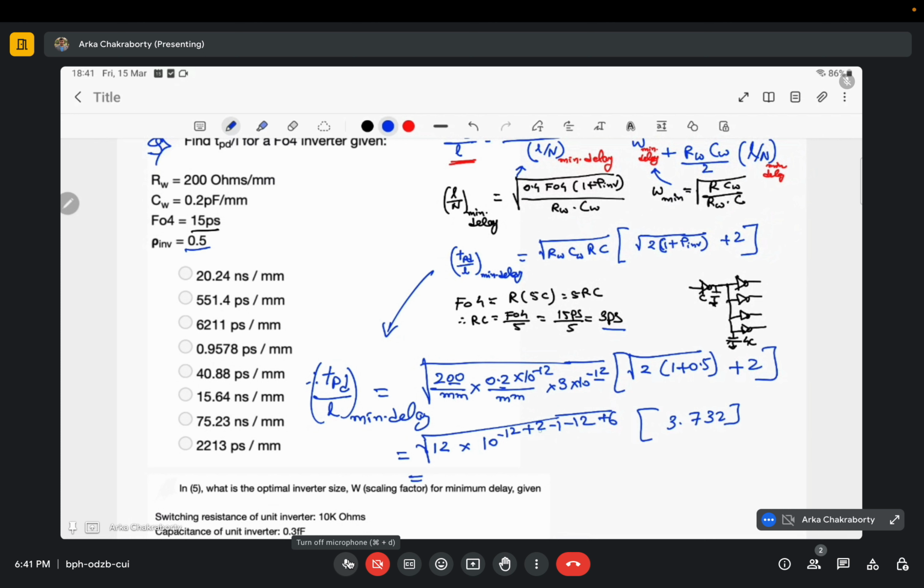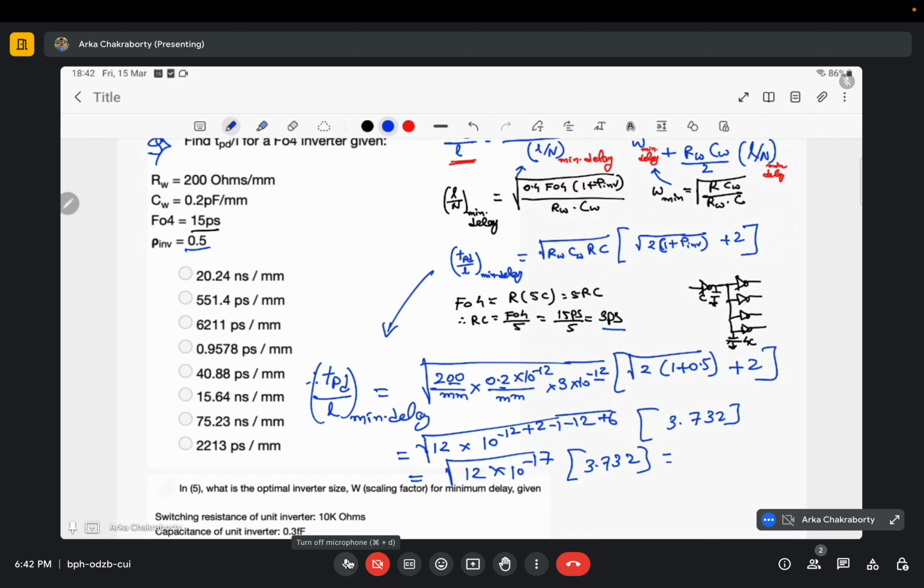Minus 12 10, okay, minus 12 24, minus 24 18, plus 18, so 24, so minus 10 plus 11 minus 23 plus 17. Okay, so it would be root under 12 into 10 to the power minus 17 into 2 plus root 3, that is 3.732.